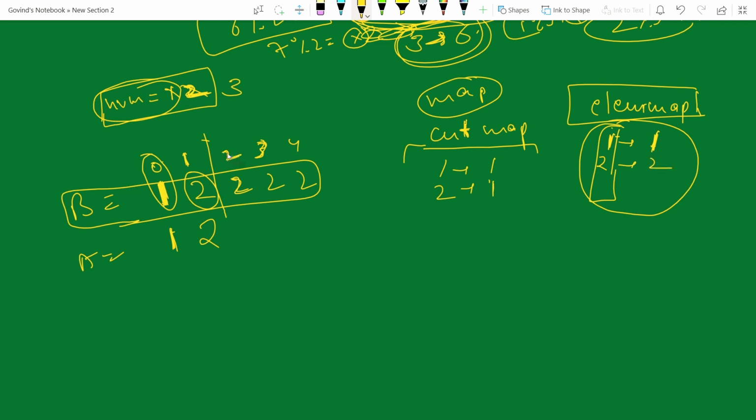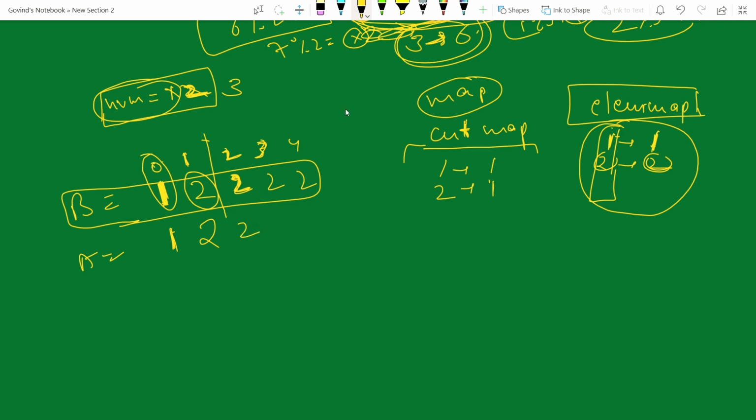Now if I'm at the second index, I can see there is a number 2. First I will check whether I previously assigned it or not. Yes, I have previously assigned it. This 2 is present in my map. So what will I do? I will just put this 2's value here.